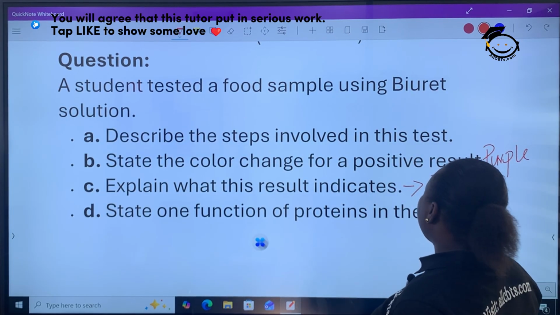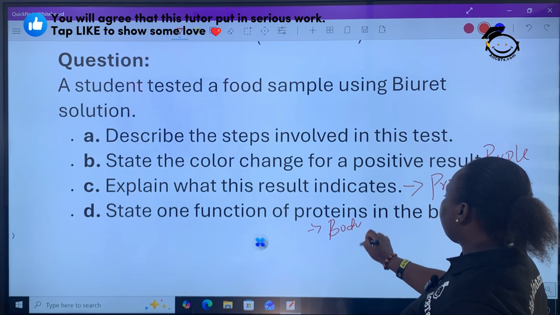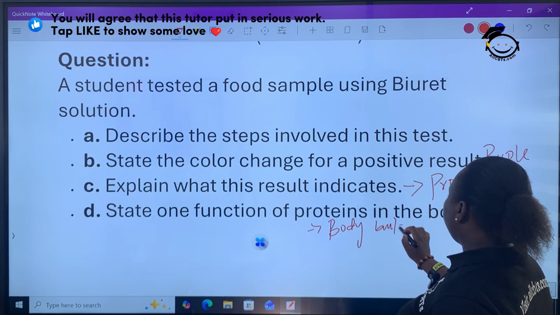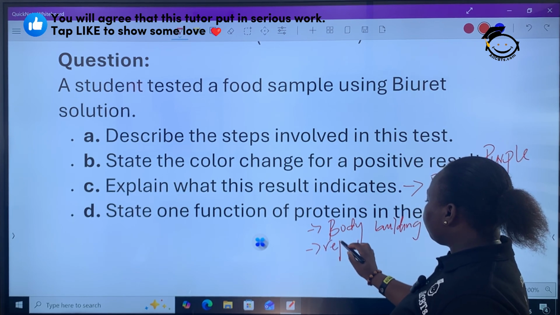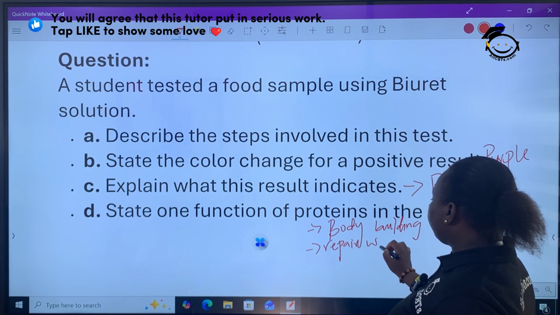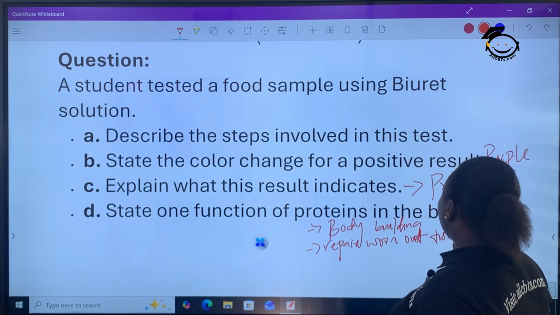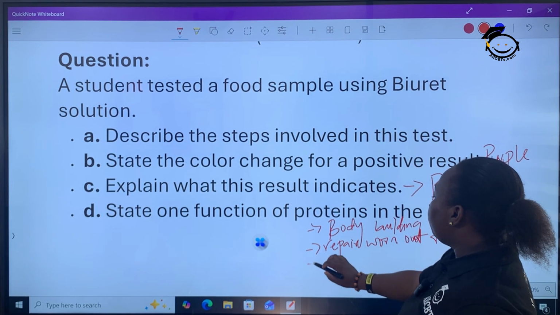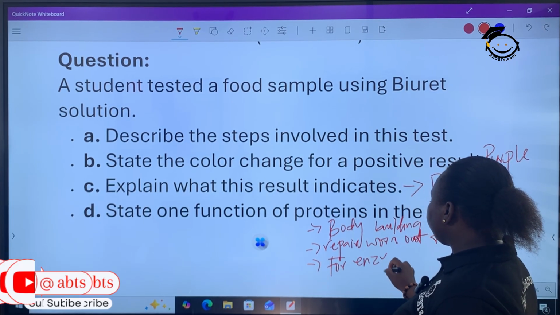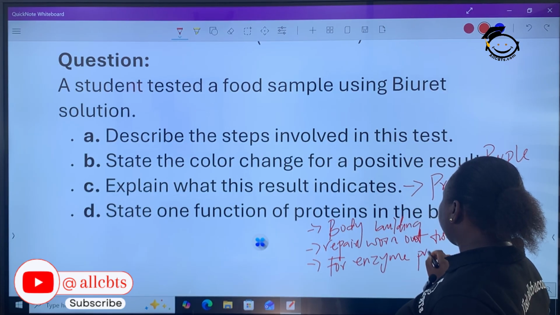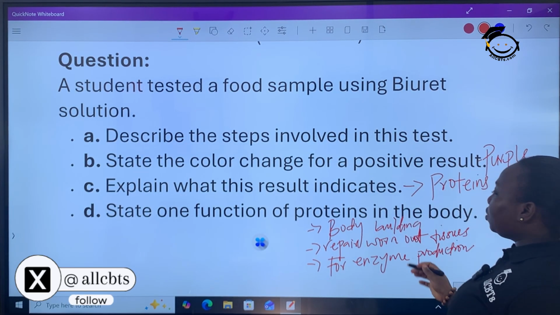And for function, what are the functions of proteins? They are for body building, to repair worn out tissues, and also for enzyme production. So these are some important functions.